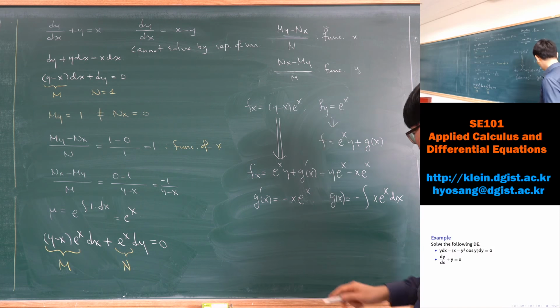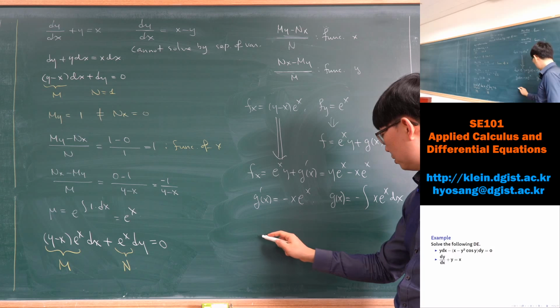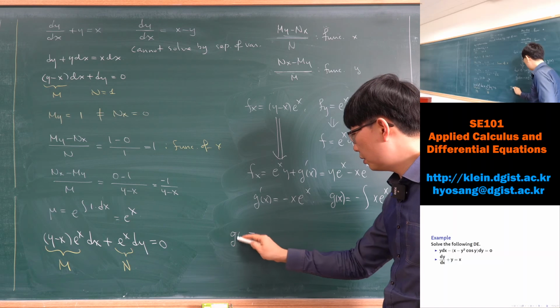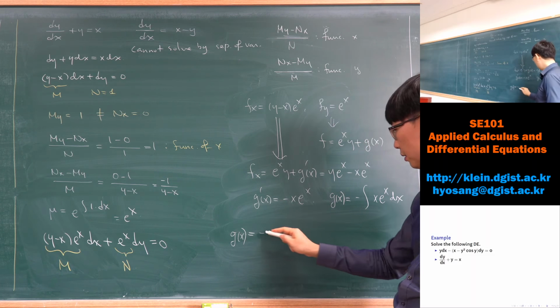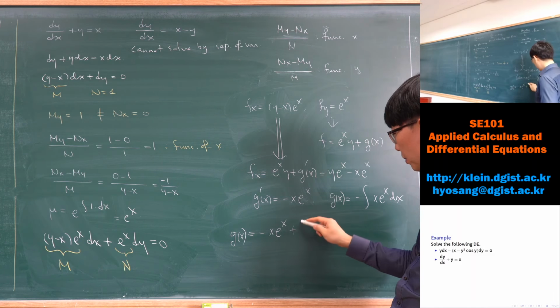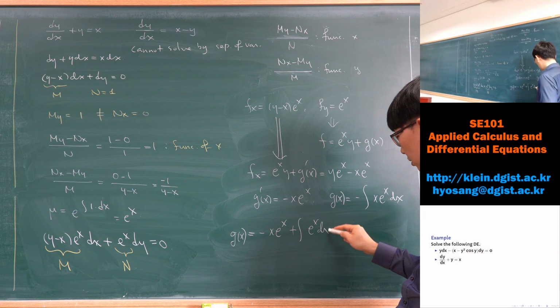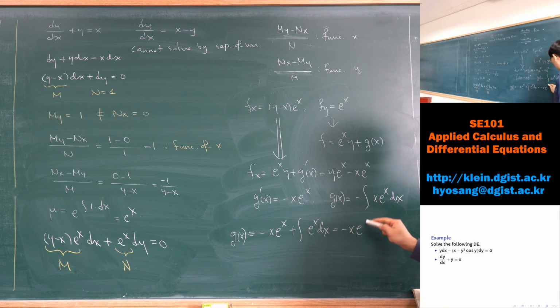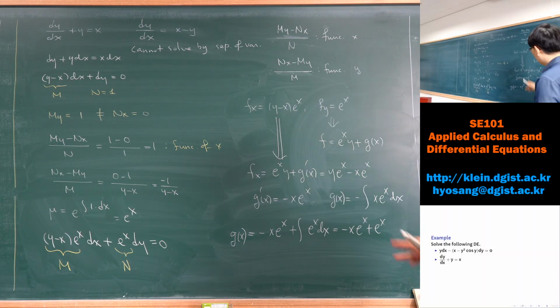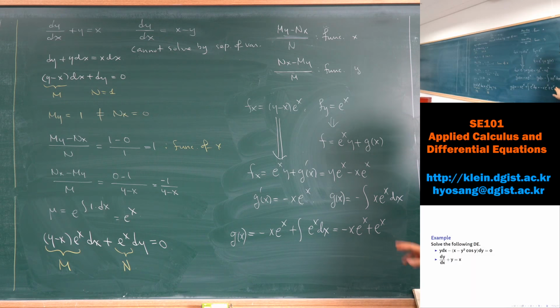So what's the integration here? g(x) equals minus of x e^x minus, and minus, so it's plus, the integral of e^x dx. Therefore, it's minus x e^x plus e^x. And also, you don't have to put a constant here. I keep emphasizing this because later we're going to write your solution as f equals another constant, so there's a redundancy if you put a constant.